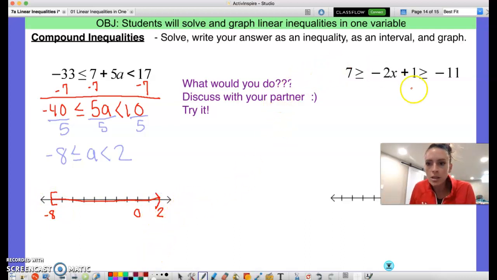Okay, so let's go ahead and pause, and then I will do the one on the right-hand side.